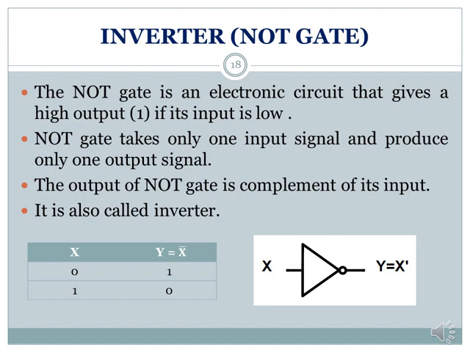So this is the symbol for the inverter. x represents the input for the inverter, and x bar is represented as the output for your input.